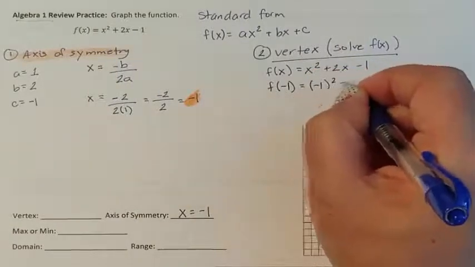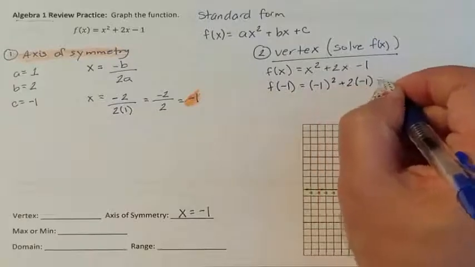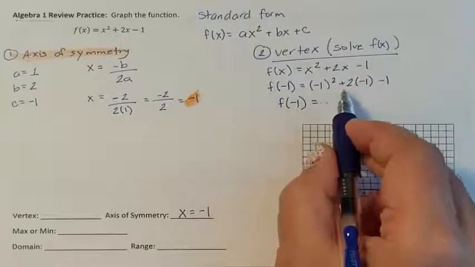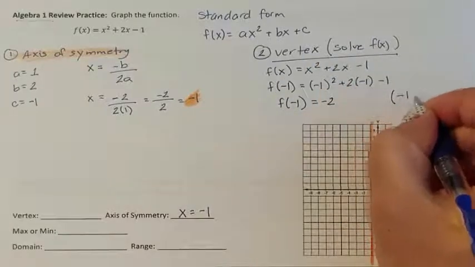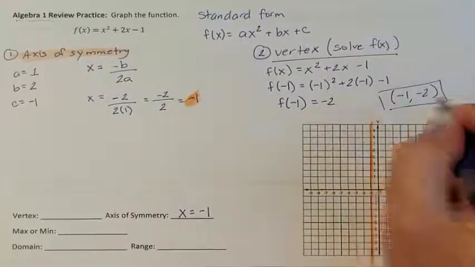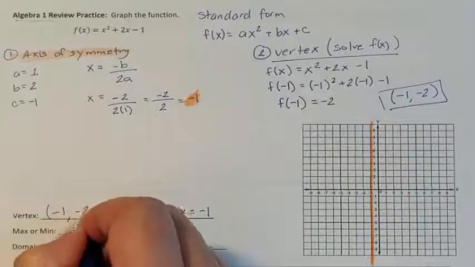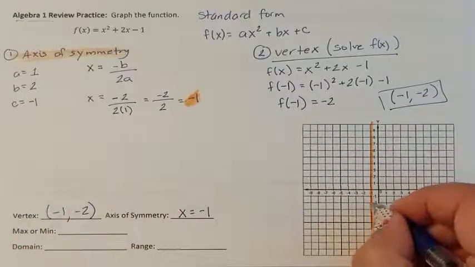So here's me plugging negative 1 into all of our x values. Solving this equation, I get negative 2. So my vertex is at the coordinate point negative 1, negative 2. So negative 1, negative 2 is my vertex, which lives right here.